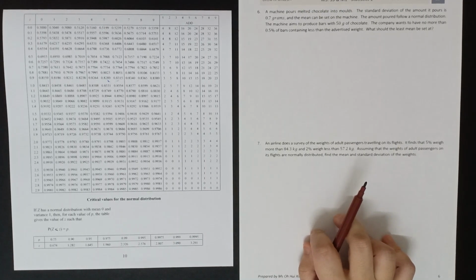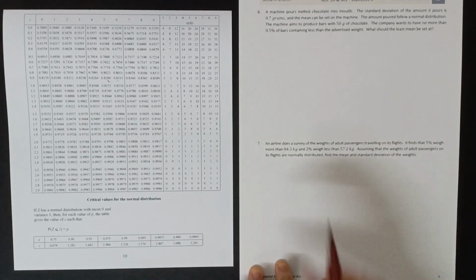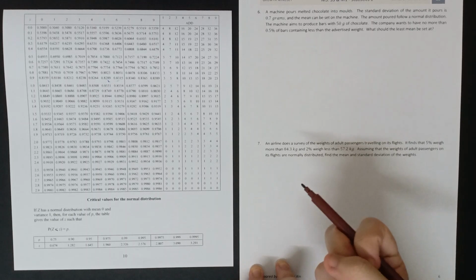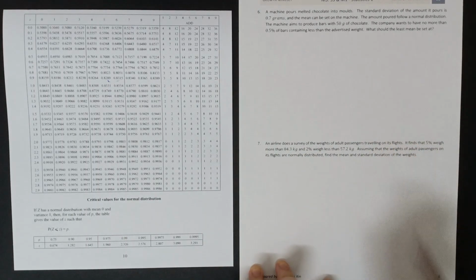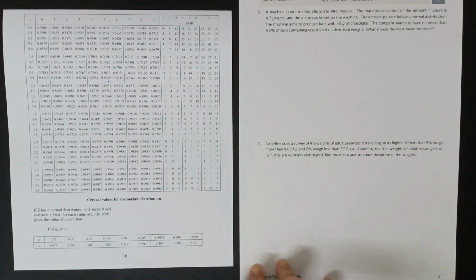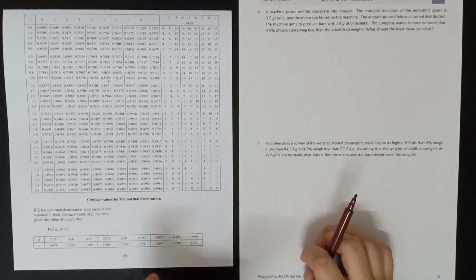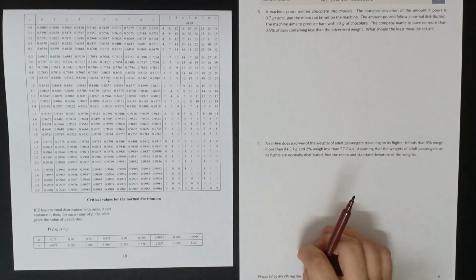Okay, the idea is like this. When you want to produce a bar of chocolate, you cannot expect that if I write 50 grams of chocolate on the bar, then in reality everything that I produce from the machine will give me exactly 50 grams. So the standard deviation here actually means the error, or the small difference that will happen in each of the chocolates.